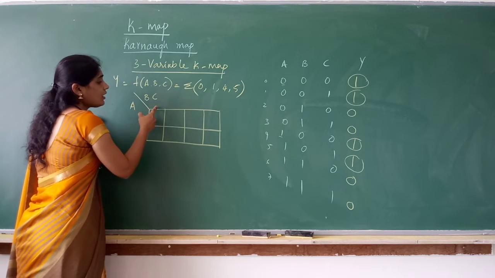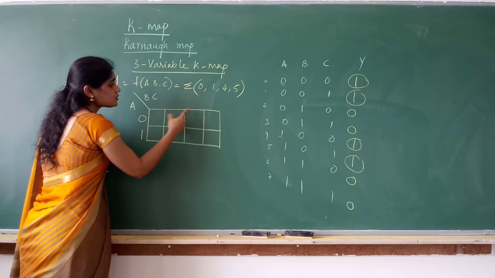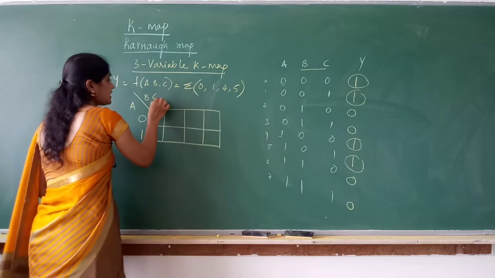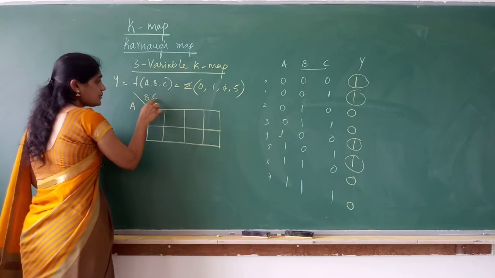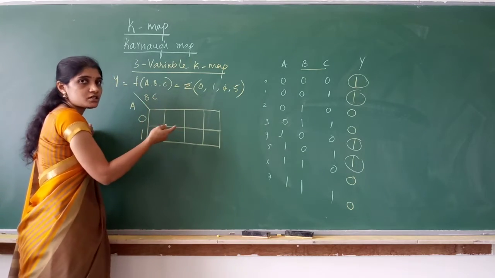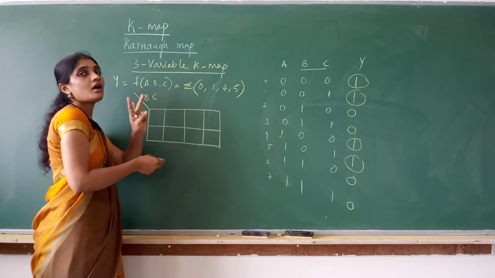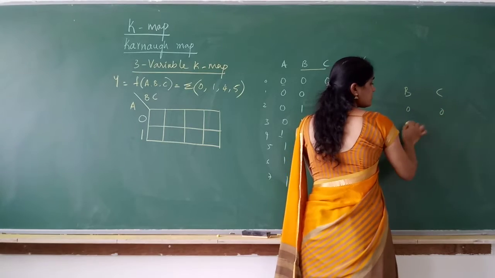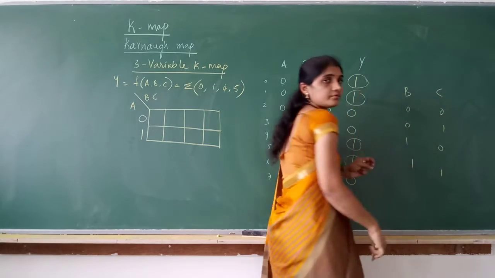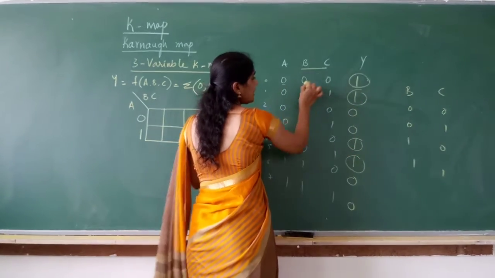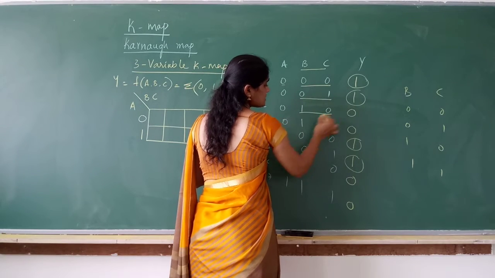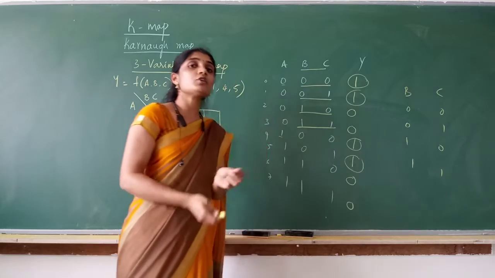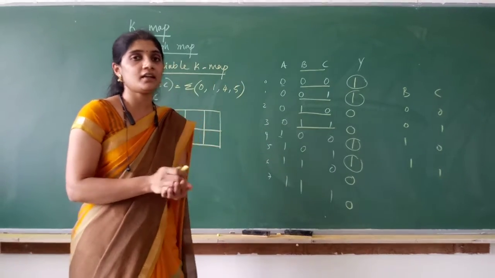Right? And how many columns do I have here? 1, 2, 3, 4. That means 2 variables. So 2 variables, BC. I have to write BC here. If I give you 2 variables, how many different combinations can those 2 variables take? 0, 0, 0, 1, 1, 0, 1, 1. These are the only 4 combinations that 2 variables can take.